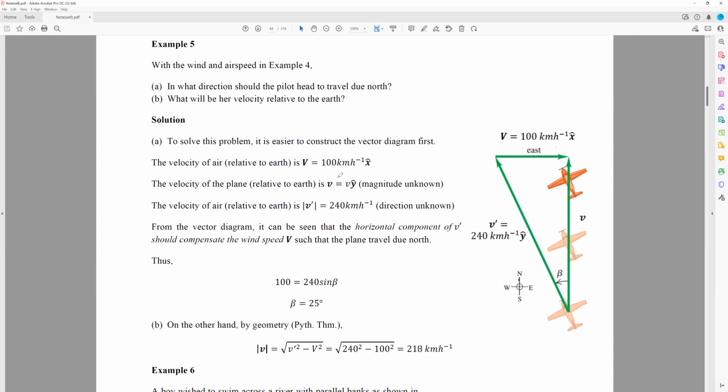Then the velocity of the plane relative to the air should not be due north. There's some angle here. And when you add the velocity of the air, when you add these two vectors together, the resultant vector, or the velocity of the airplane relative to the ground, should be due north. Now you need to draw this triangle by yourself, and then you can find the speed by using the Pythagoras theorem. Easy, is it? And you can also find this angle easily by trigonometry.